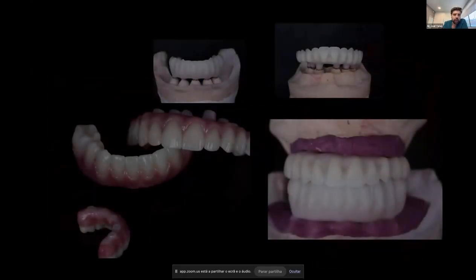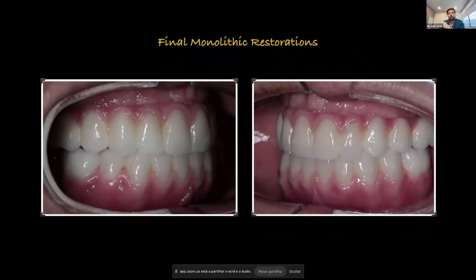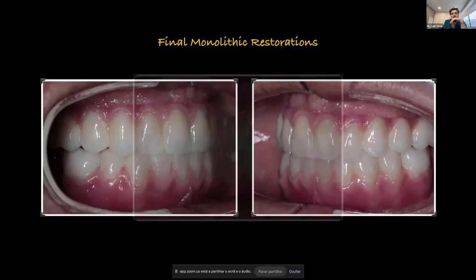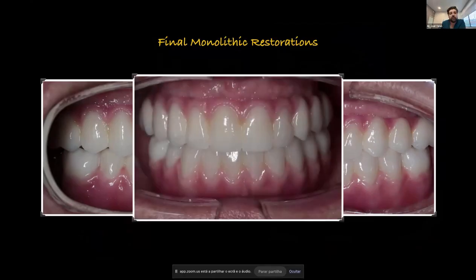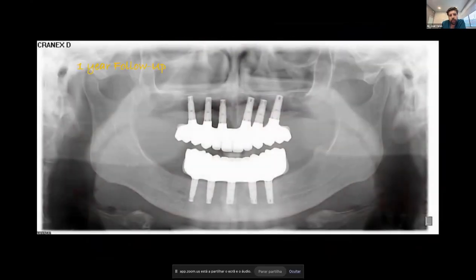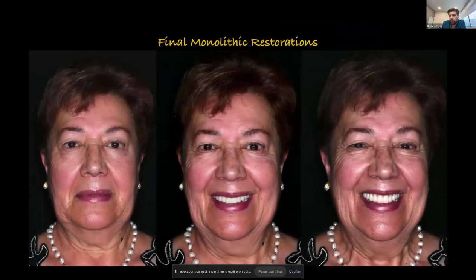So I needed to create a cast, as you see here, to be able to produce the 2 zirconia monolithic reconstructions with cutback that you see here. This is the final monolithic reconstructions in place 4 months after the surgery. And this is the intraoral situation. And here you see the 1-year follow-up, everything looking amazing. This was the patient, very happy with the results 1 year after.